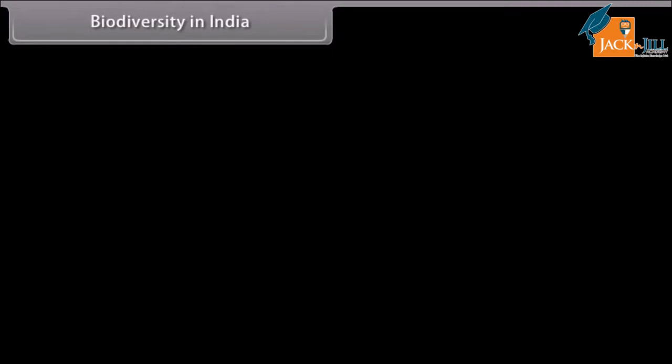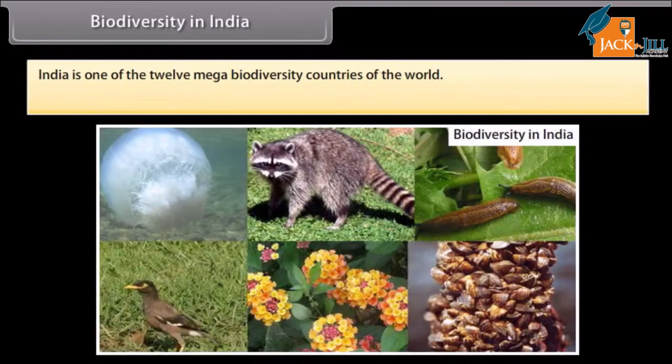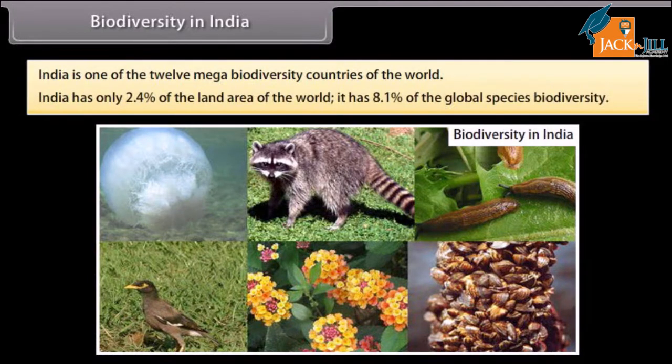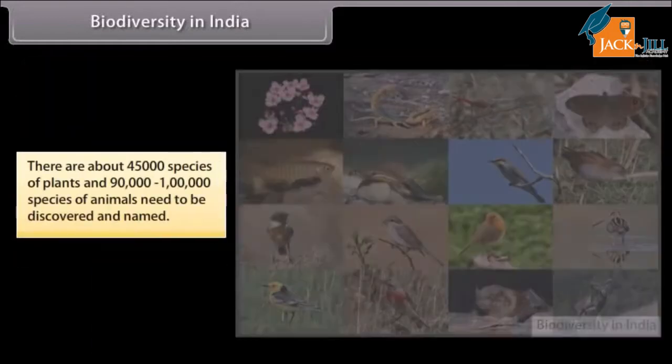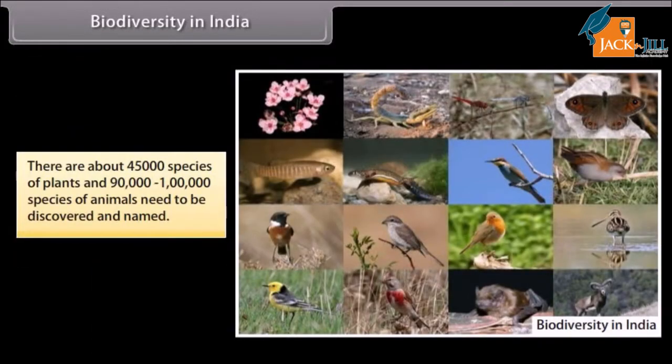Biodiversity in India. India is one of the 12 mega biodiversity countries of the world. India has only 2.4% of the land area of the world. It has 8.1% of the global species biodiversity. There are about 45,000 species of plants and 90,000 to 1 lakh species of animals that need to be discovered and named.